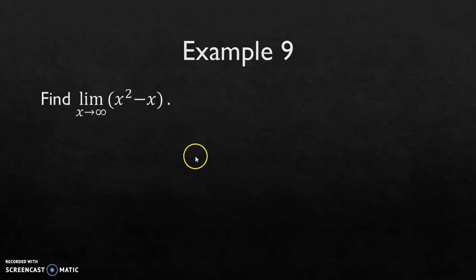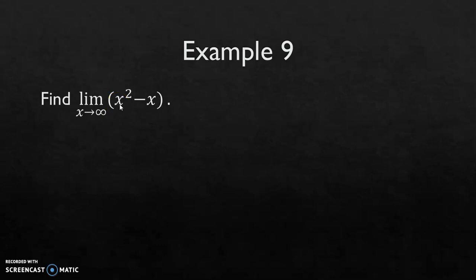Okay, so example 9 says, find the limit as x approaches infinity of x squared minus x. So notice what's happening here. You have a really, really big number squared minus that really, really big number. Now, because this is something squared, it's going to dominate what's happening here. It's going to make it just a really, really big number.